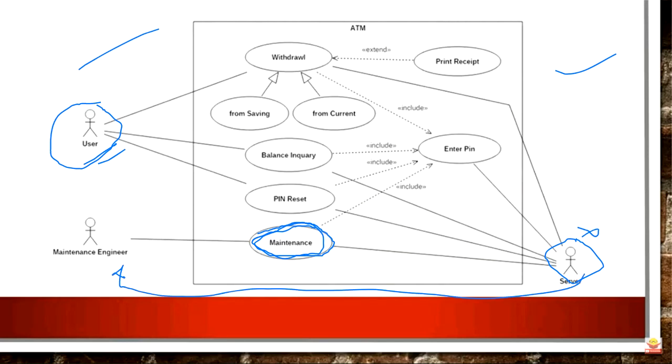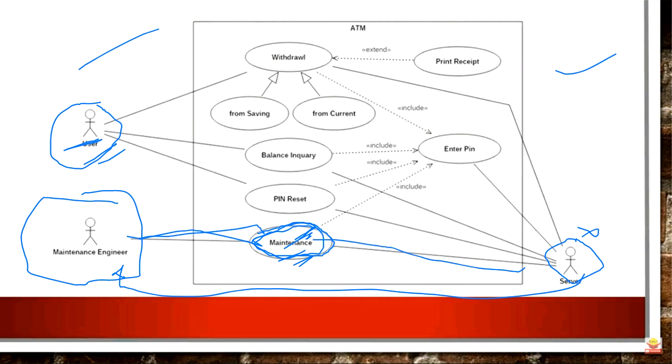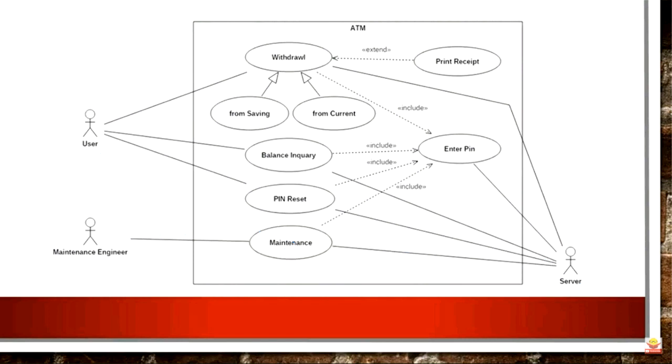What is a primary actor? Who is initiating the system? If you look at this maintenance, the user is not interacting with or initiating this maintenance. The user is not concerned with this maintenance part. The maintenance engineer is initiating this maintenance. So when the engineer is initiating it, only the server is in the background. The server is concerned with everything.